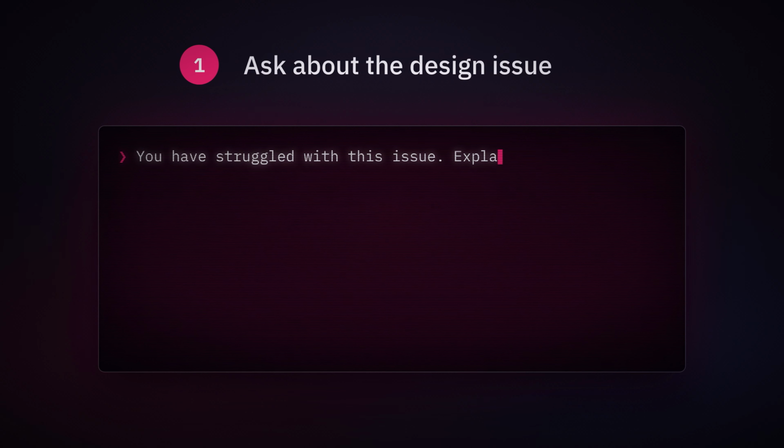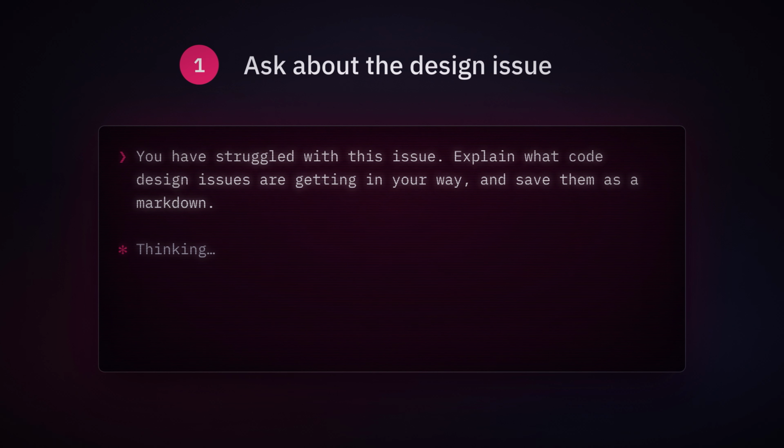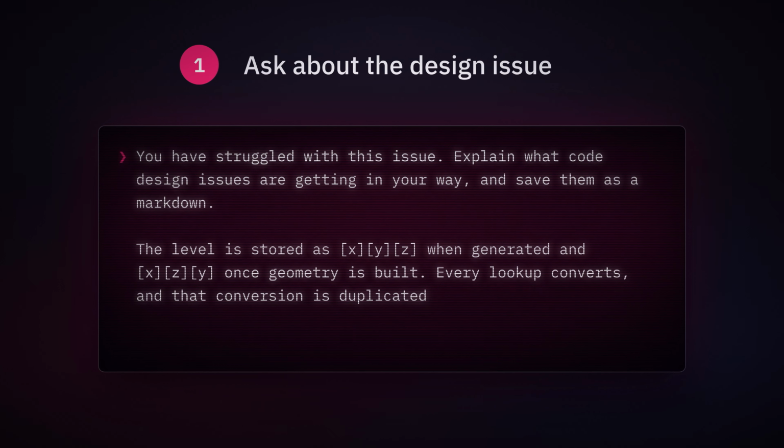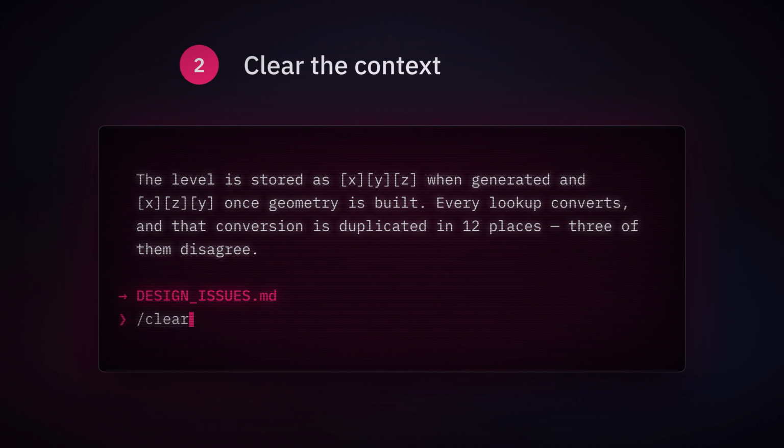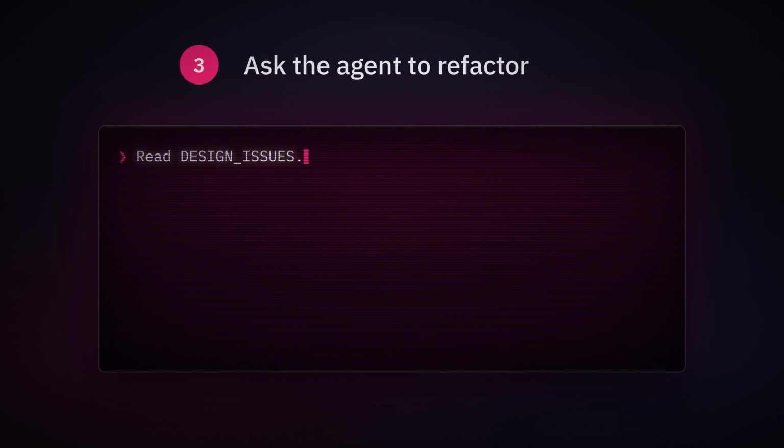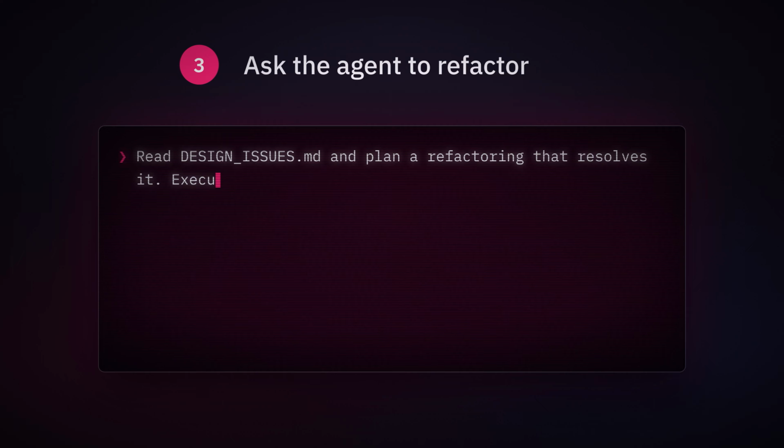First, when the coding agent gets stuck, ask it to document what code design issues are getting in its way. Next, revert and clear the context. Finally, ask the agent to plan a refactoring based on the findings that will make implementing the feature easier.